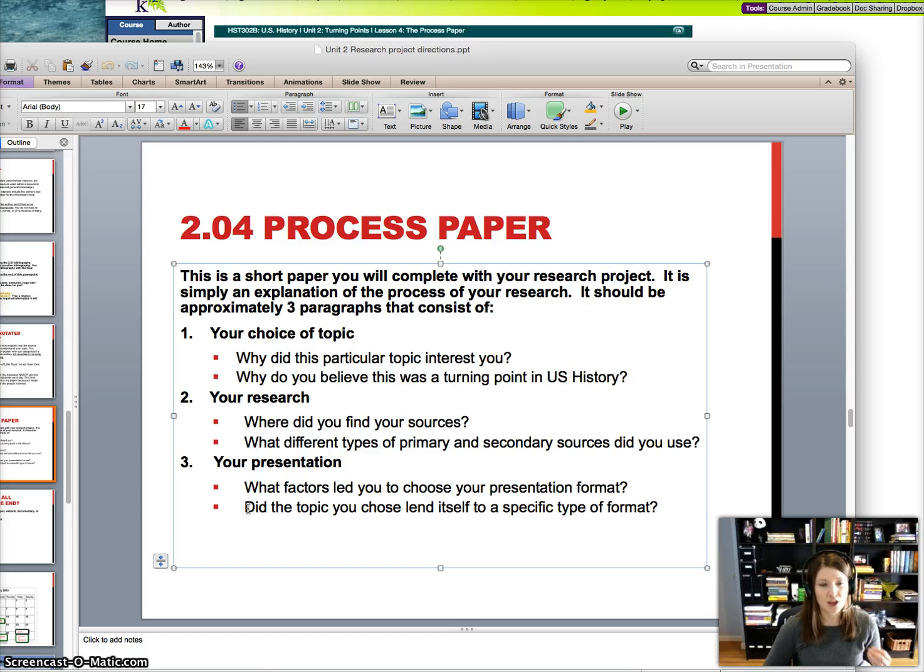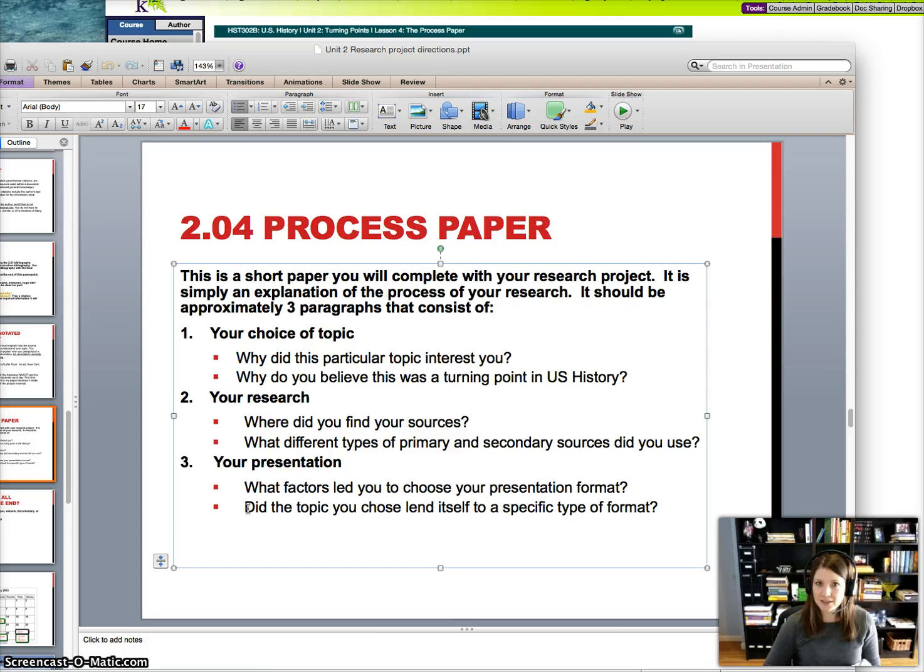However, if you had a topic that was really full of a lot of visual information and you could find and locate a lot of photographs and primary sources from that time that you wanted to share with everyone, well then that might lend itself better to making a website where everybody could have links where they could see those primary sources and experience it themselves. So of course certain topics are going to lend themselves better to different presentation formats. Just explain that process there.